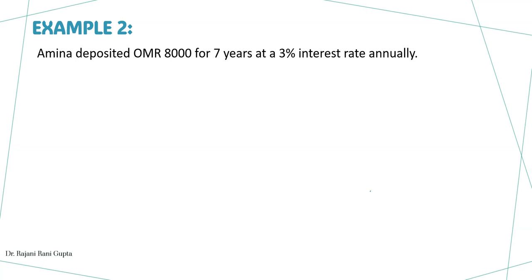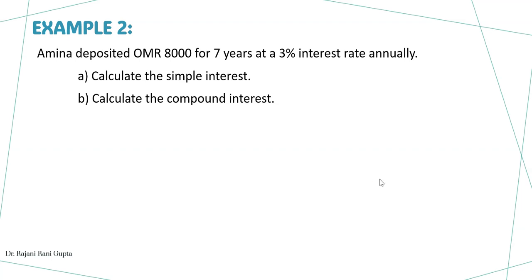Amina deposited 8,000 riyal for 7 years at 3% rate annually. We have to calculate the simple interest and the compound interest. So for simple interest, the formula is PRT. Whereas for compound interest, we have to first find the amount, which is P(1 + R/N)^(NT). And then you write compound interest as A minus P.